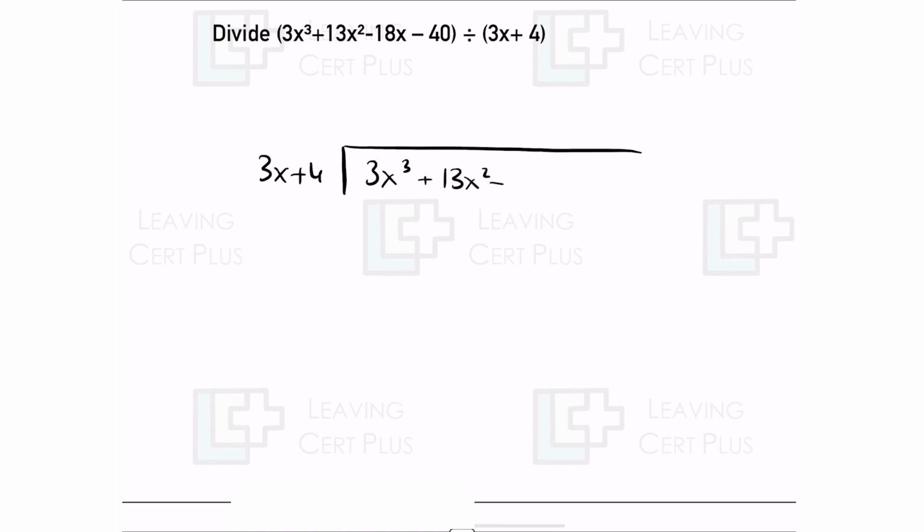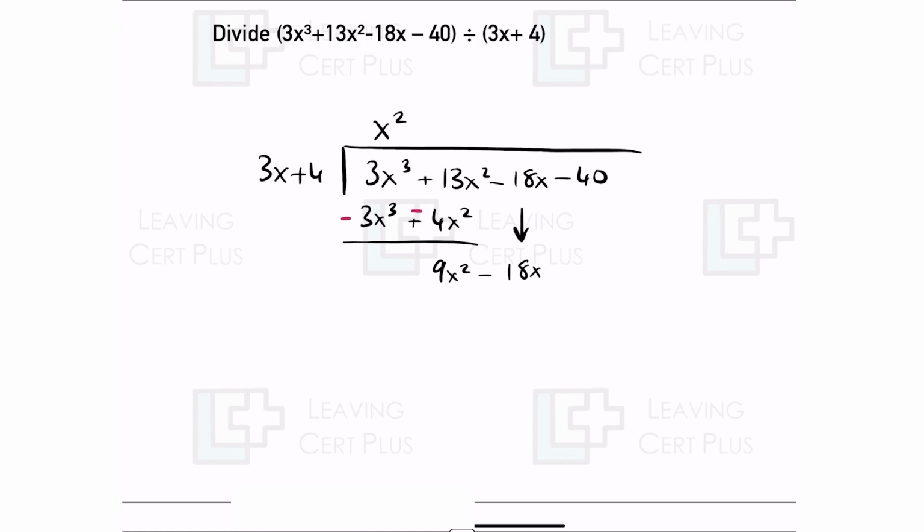Okay, so setting up the division. We've got our linear function on the outside, 3x plus 4. On the inside we have 3x cubed plus 13x squared minus 18x minus 40. So the first question is, what do I need to multiply that by to get this? The answer is x squared. Multiplying that x squared by each term, we've got 3x cubed plus 4x squared. Now you have to take away these terms, so minus and a minus. So that's going to leave you with 9x squared minus 18x when I bring this down.